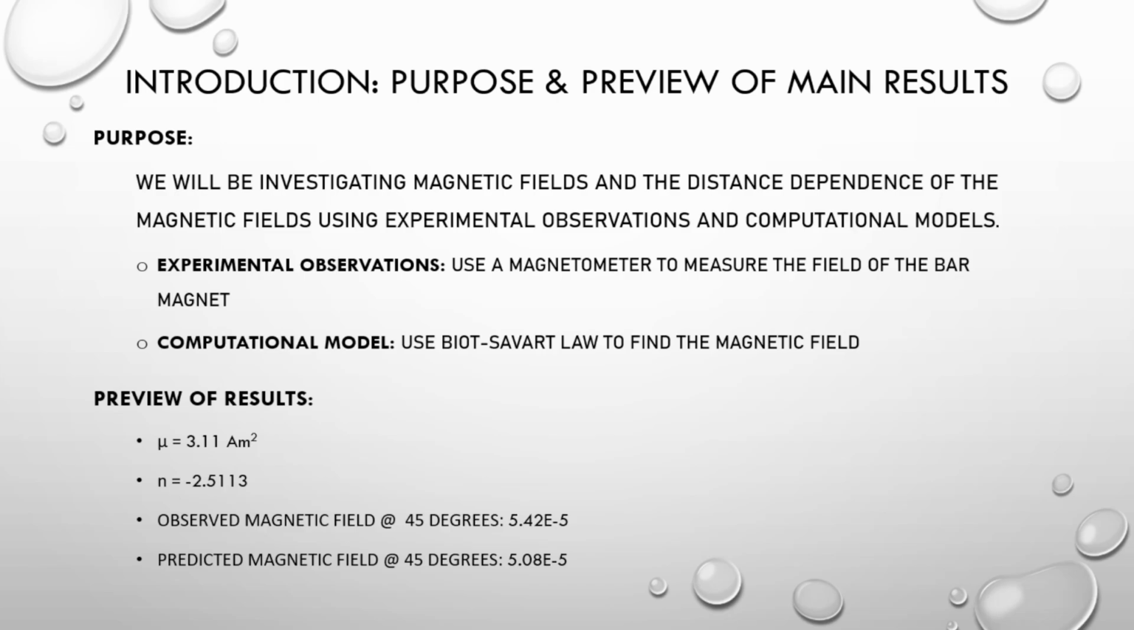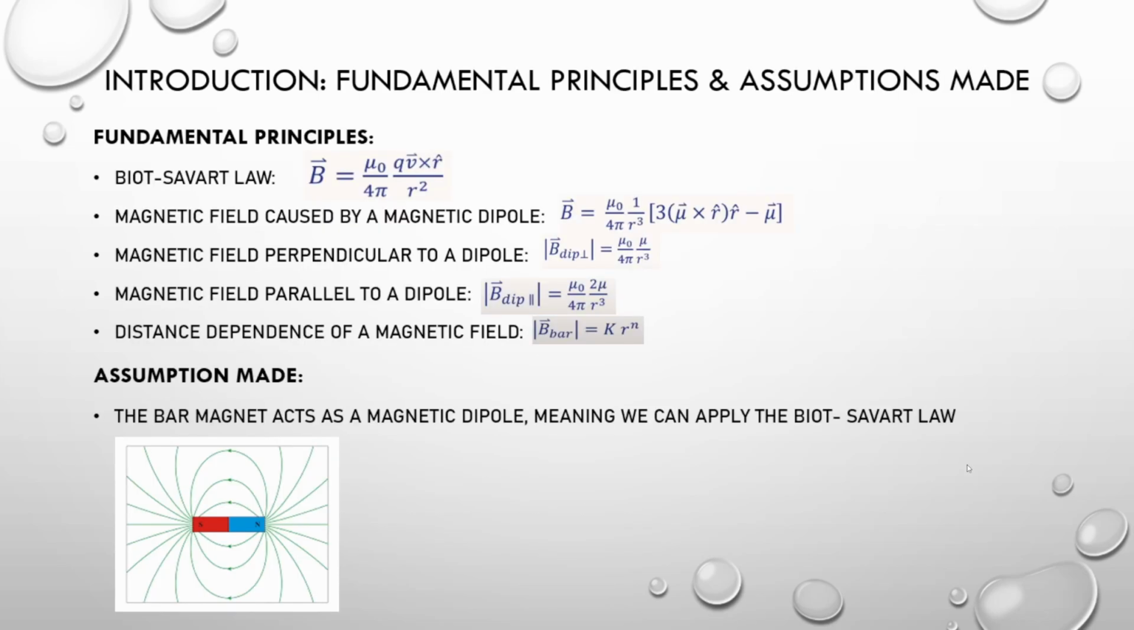At the bottom of the page, you can see a preview of some of our main results, and our observed magnetic field was quite similar to the predicted magnetic field. So here are some of the fundamental principles used for this. We've got the Biot-Savart law, magnetic field caused by a magnetic dipole, magnetic field perpendicular to a dipole, magnetic field parallel to a dipole, and the distance dependence of a magnetic field. These are all just formulas relating to magnetic fields. And our assumption is that the bar magnet is going to act as a magnetic dipole so that we can apply the Biot-Savart law.